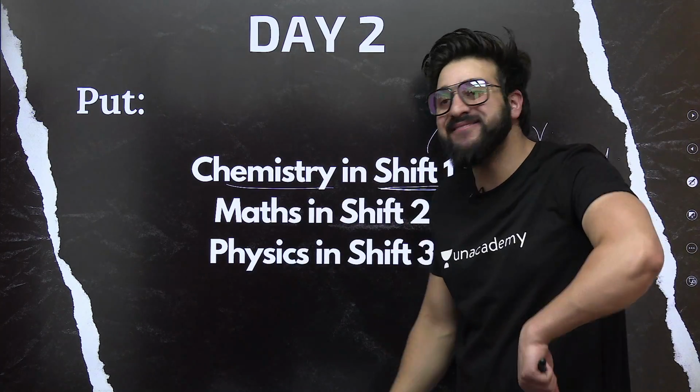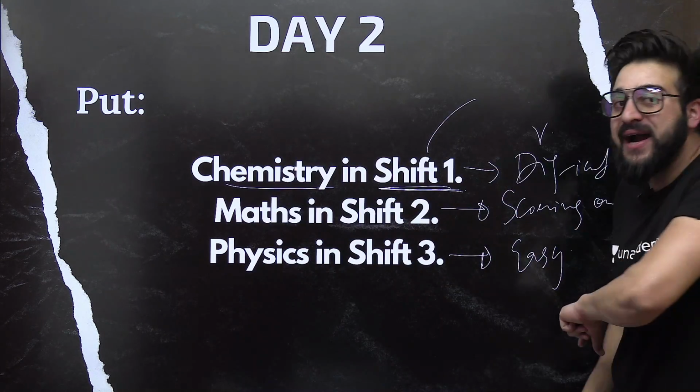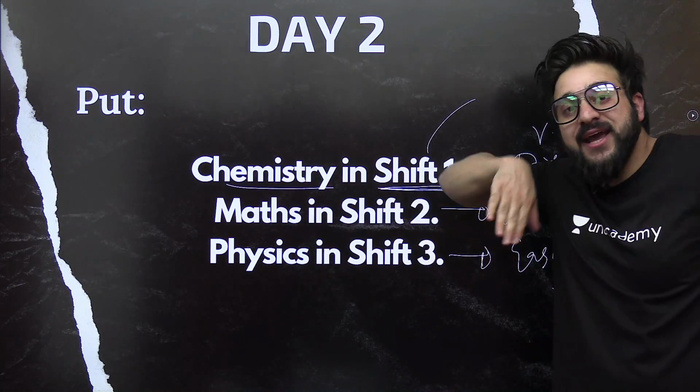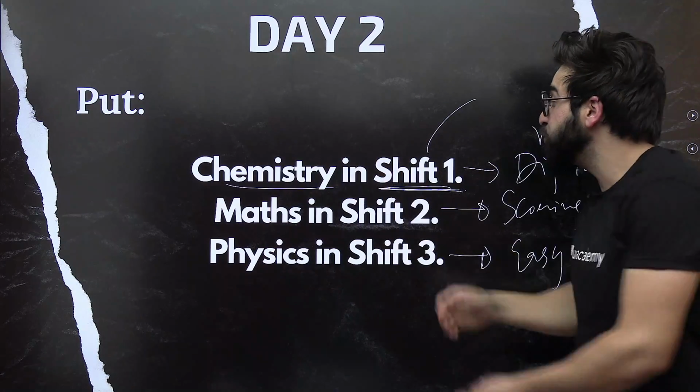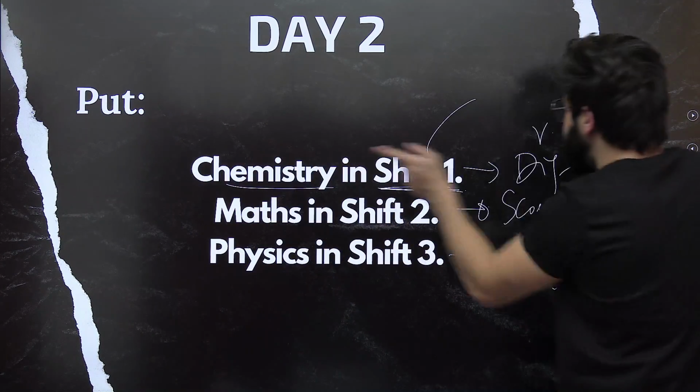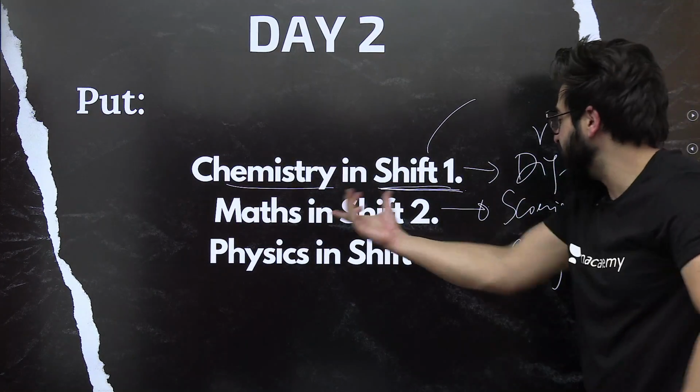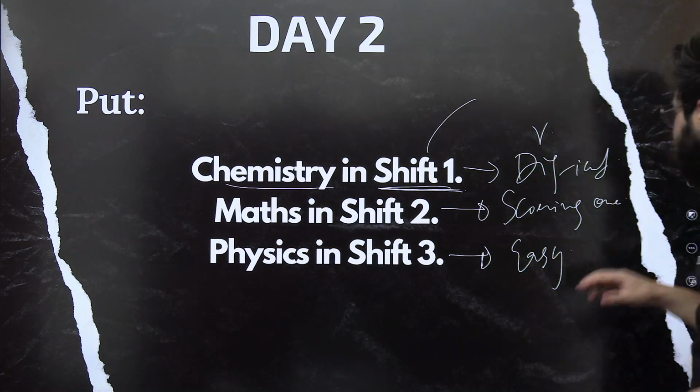What happened in day 1? In shift 1, you took the difficult part in physics, and in chemistry, you took the scoring one. In maths, you took the easy one. In day 2, in shift 1, in chemistry, you took the very difficult one. In maths, you took the scoring one. In physics, you took the easy one.